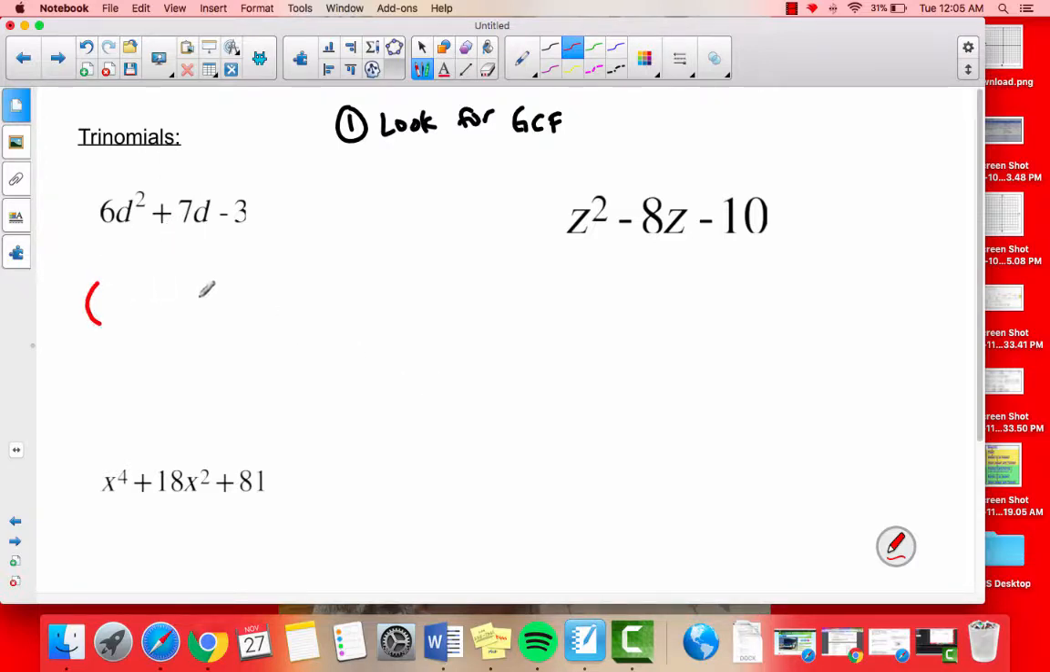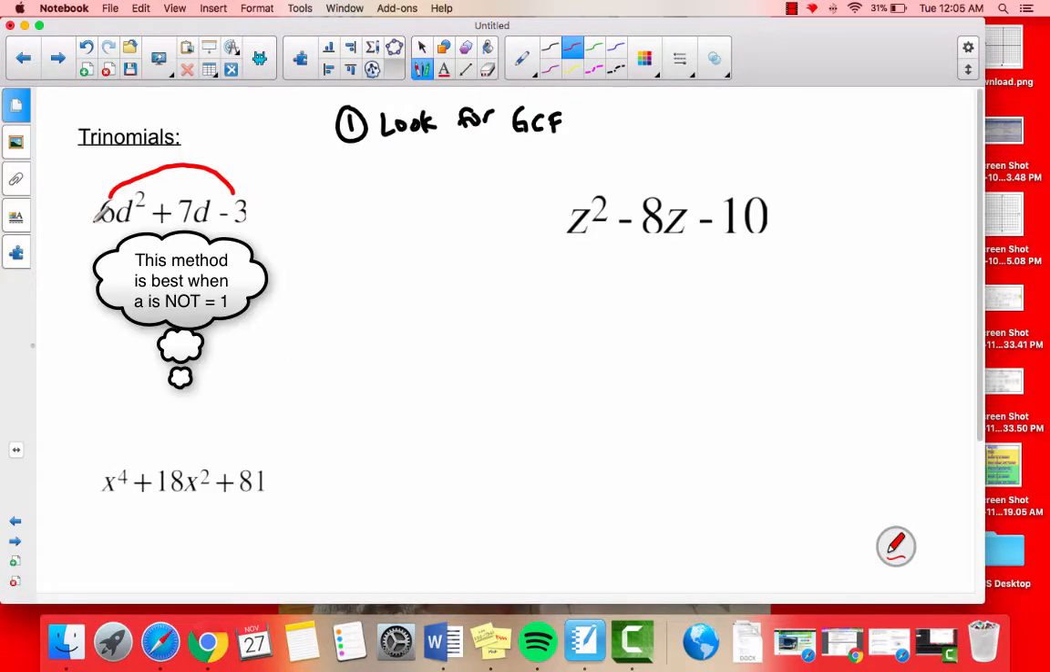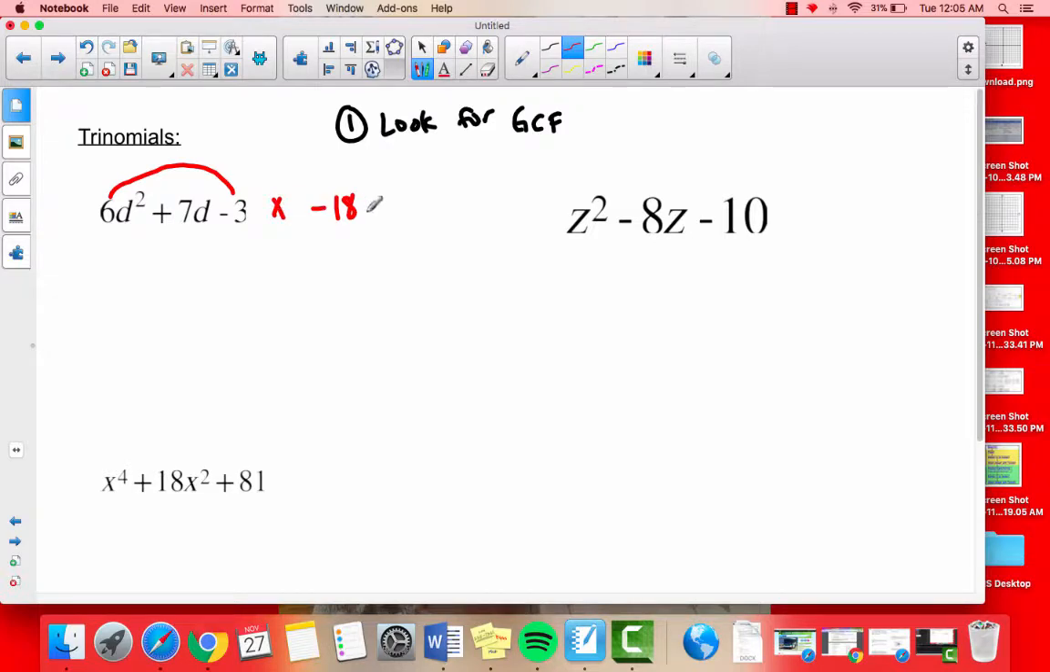When we know we're going to factor, we want to end up with two parentheses like this, especially for trinomials. And in order to figure out what goes in those parentheses, I'm going to multiply the first and the last numbers together. So 6 times negative 3, that's negative 18. So remember, I want something that's going to multiply to get negative 18, but add to get a positive 7. So what are my factors of 18?